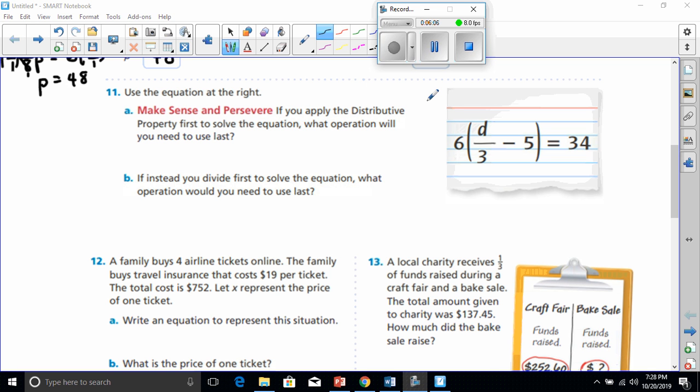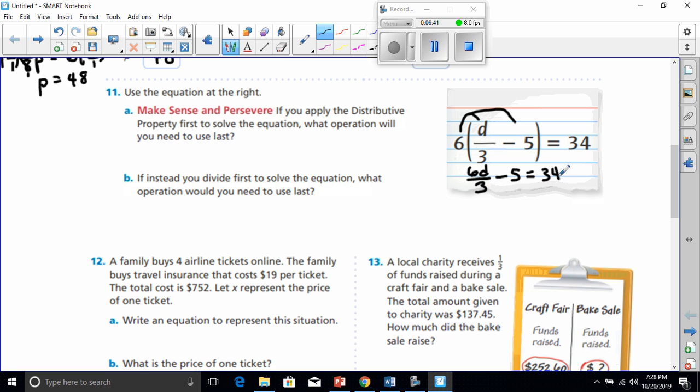Number 11, it says, use the equation at the right. So if you apply the distributive property first to solve the equation, what operation will you need to do last? Let's just say I did use the distributive property first. That means I'll be multiplying 6 to d over 3 and 6 to negative 5. That would give me 6d over 3 minus 5 equals 34.